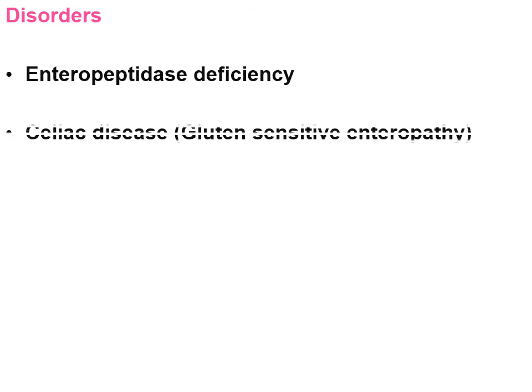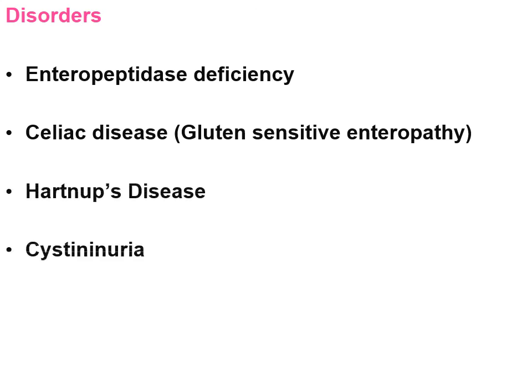So what are the disorders? One is enteropeptidase deficiency, then you have celiac disease or gluten sensitive enteropathy, Hartnup disease, cystinuria, dicarboxylic amino aciduria. That's all about digestion and absorption of proteins.